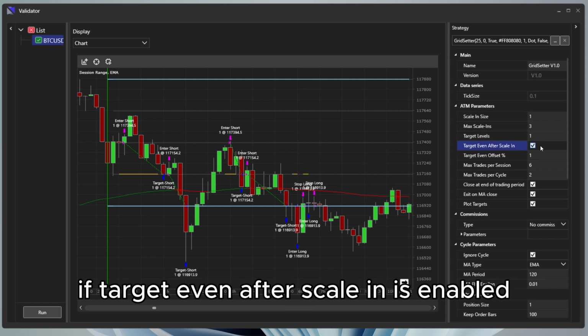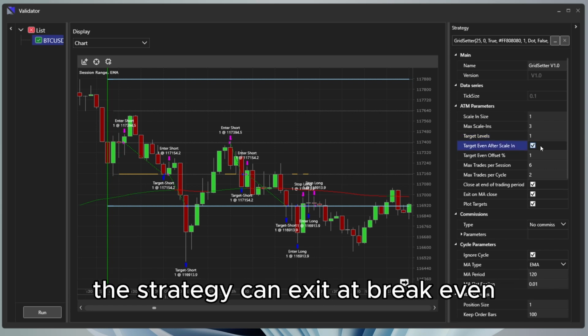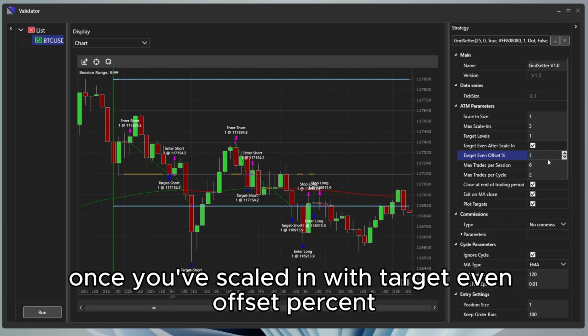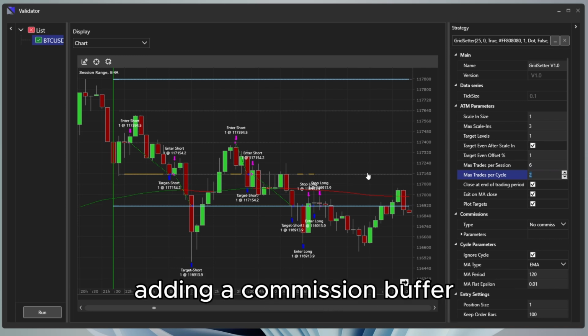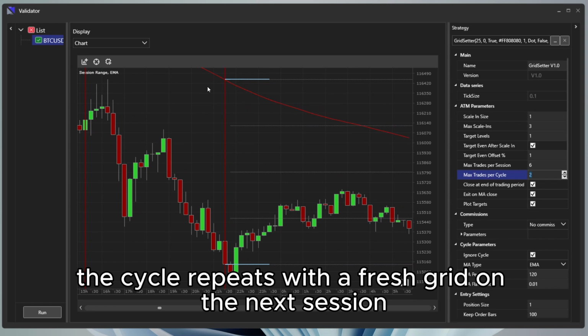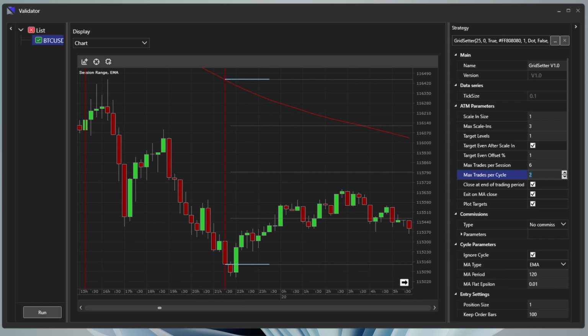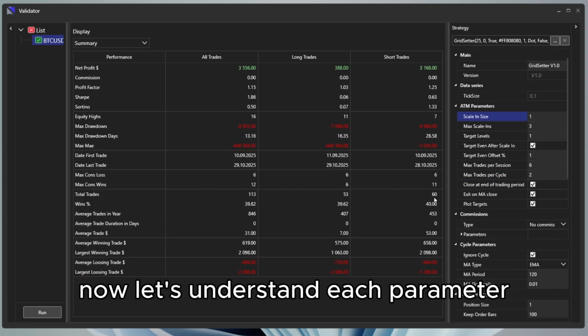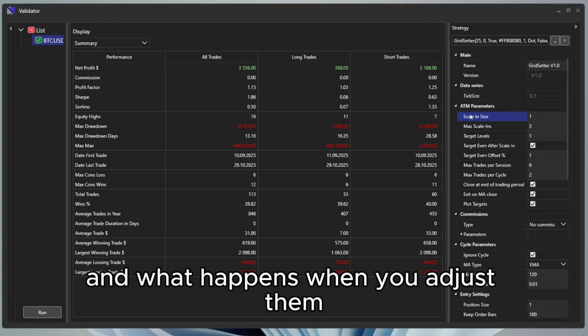If target even after scale-in is enabled, the strategy can exit at break-even once you've scaled in, with target even offset %, adding a commission buffer. When the session ends, the cycle repeats with a fresh grid on the next session. Now, let's understand each parameter and what happens when you adjust them.